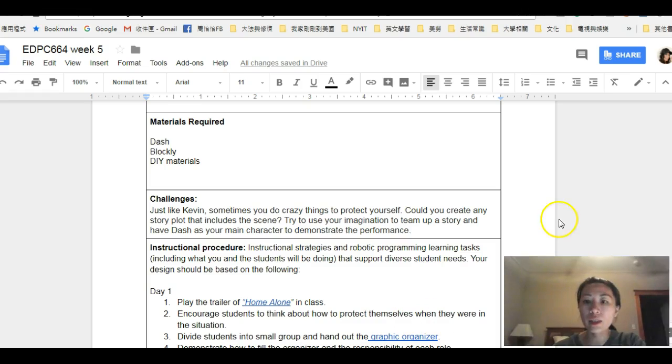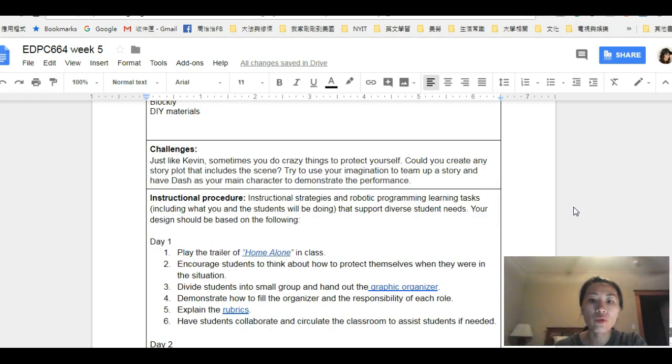For the challenging scenario, I think students can think about Kevin in Home Alone. Sometimes we have to do some crazy things to protect ourselves or our friends maybe. So I would like to invite my students to create this kind of plot, including the scene, and try to use their imagination to team up and create a story, and have Dash as their main character to demonstrate the performance.